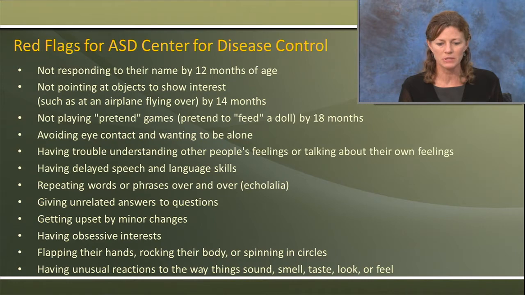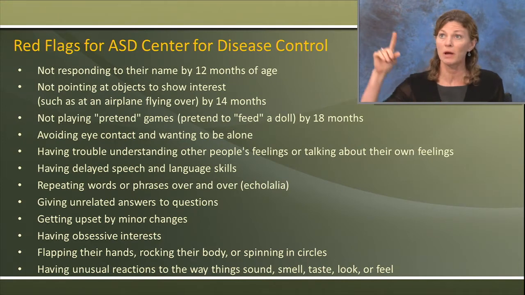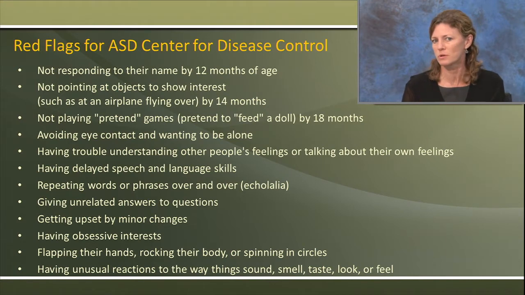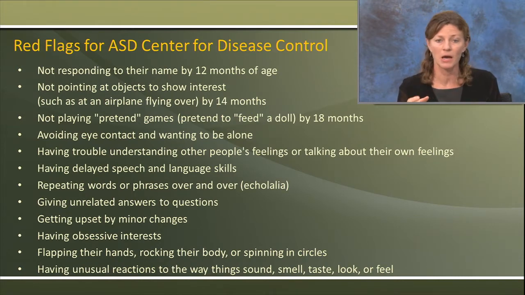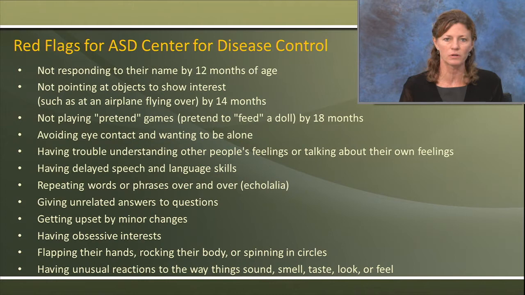Not pointing at objects to show interest. For example, an airplane flies overhead, and a 12-month-old or 14-month-old might point to it to show it to you, and a child with autism spectrum disorder may not share that sort of interest. Not playing pretend games, like pretending to drink from a cup, feed a doll, or put gasoline in a car they're driving around a track, those sorts of things might be absent. Of course, eye contact, or wanting to be alone.